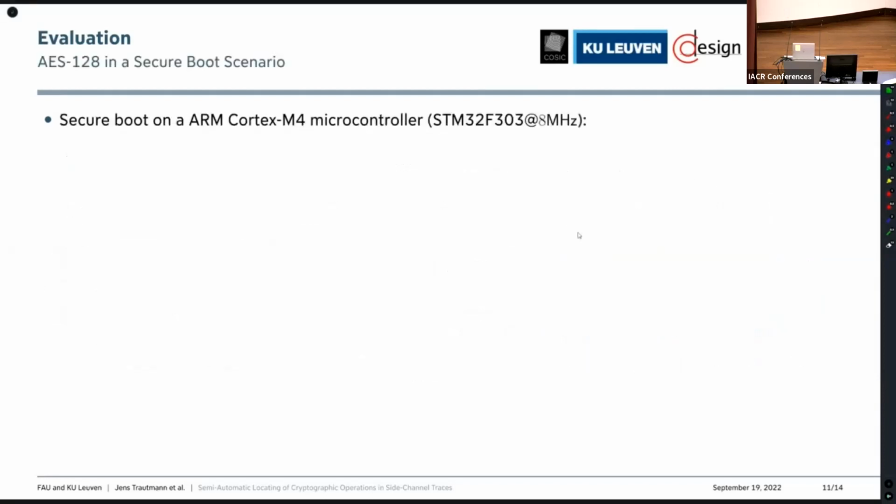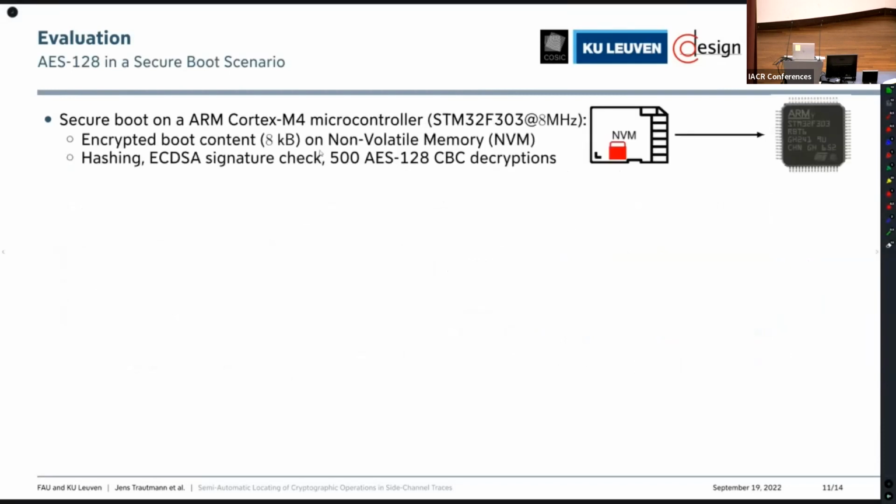To show that all of the starting points are really accurately found, we created a toy yet realistic example on the ARM Cortex M4 microcontroller. And we simulated a boot content of 8 kilobytes that is encrypted and shifted from the non-volatile memory, and it is hashed, and then we have a signature check, and we have those 500 decryptions. Because of the signature check, we can't change the ciphertext that goes into the decryption, so we have to use what we got from here.